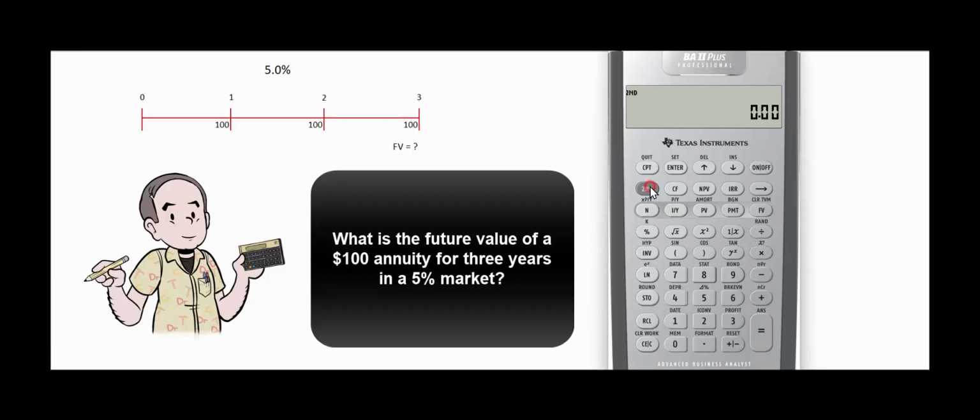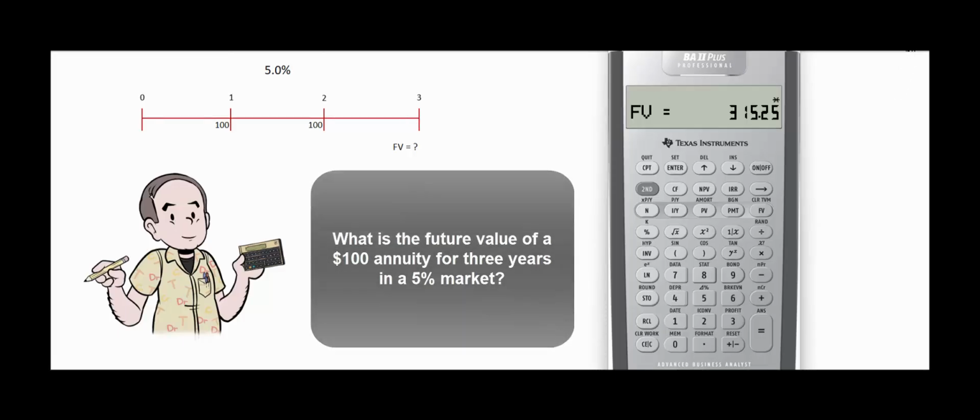So we'll hit second, clear the time value menu. 3 is the N, 5 is the I. There's no money coming out or going in at time 0. The payment is $100. Let's make it a negative so that when we solve for the future value, we'll get a positive number. And we'll hit compute future value, and that will grow to $315.25.